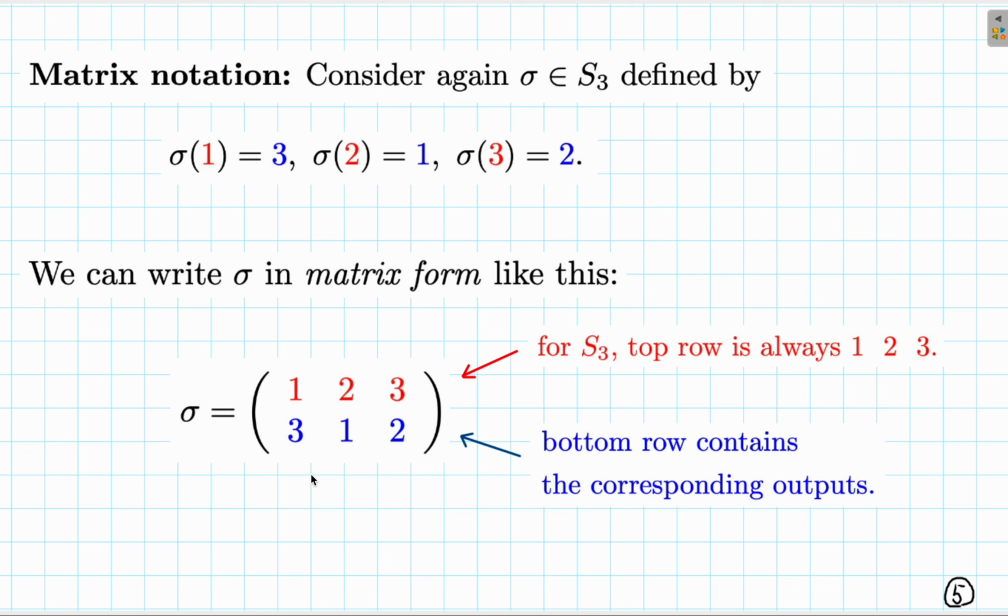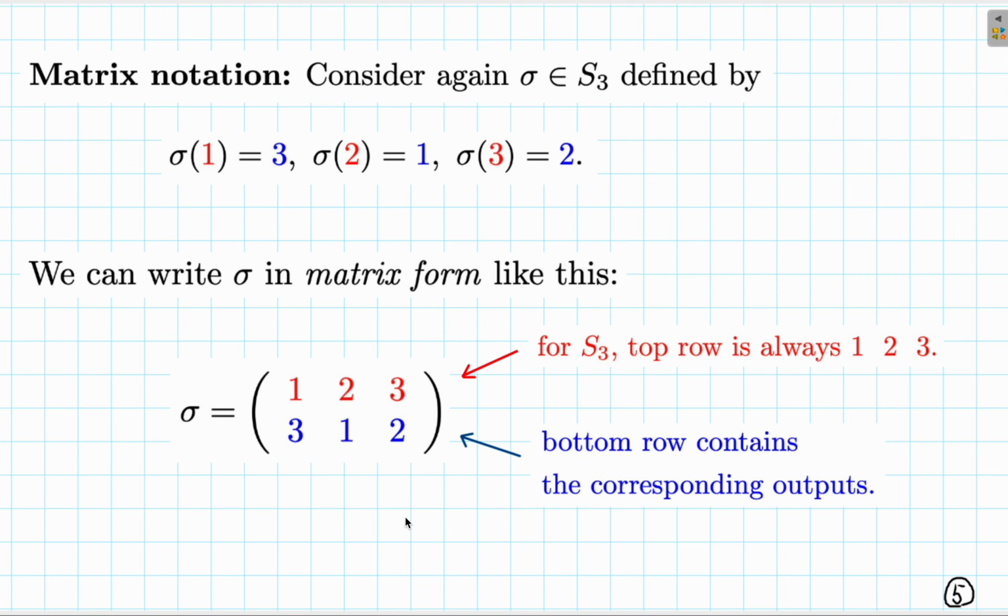The top row for S3 is always 1, 2, and 3. If we are looking at, say, S4, permutations of the set 1 through 4, then the top row would be 1, 2, 3, and 4. But this is S3, so the top row is 1, 2, 3. And the bottom row is just the corresponding outputs. So in the case of sigma, it sends 1 to 3, 2 to 1, and 3 to 2. So the bottom row would be 3, 1, 2.